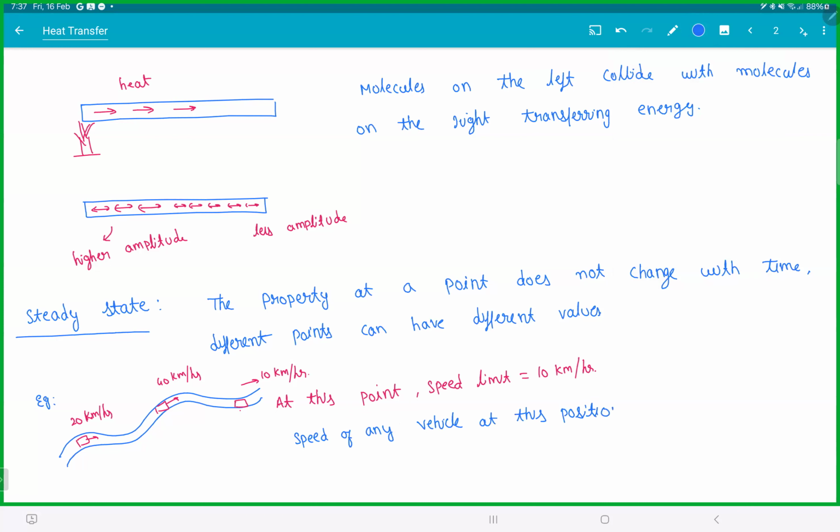We say the traffic is in steady state, meaning all the cars at a given point have the same speed. Once you go ahead, the speed will keep changing at different points, but the speed at a given point is the same, whereas the speed of the car can change. We say the traffic is in steady state. The traffic is going steadily.